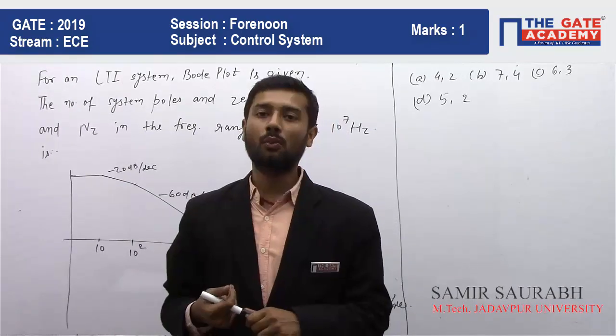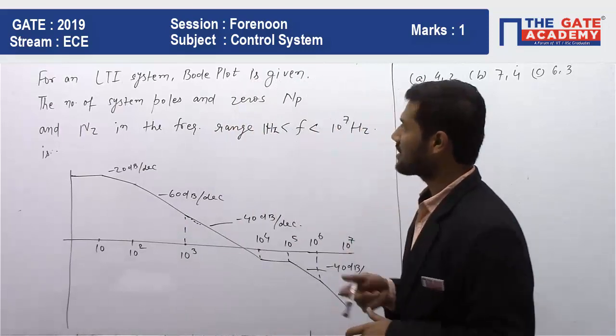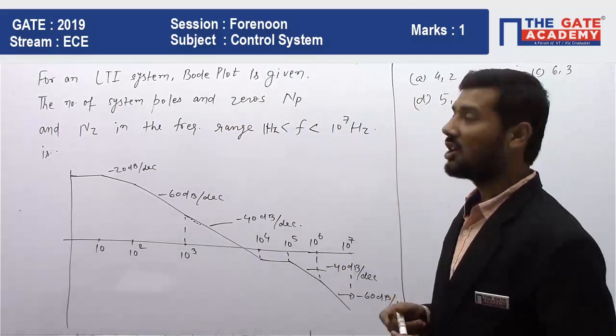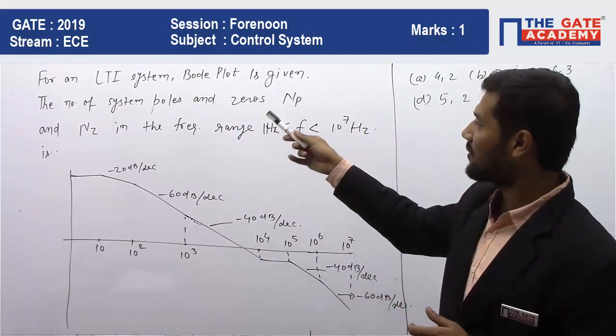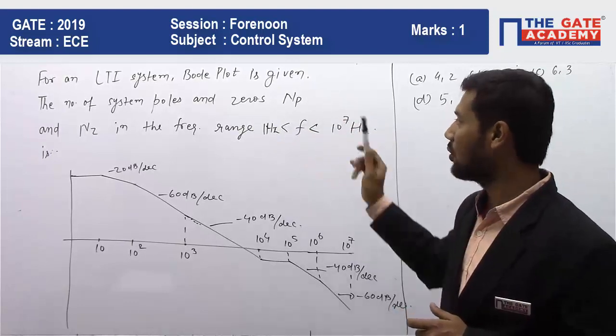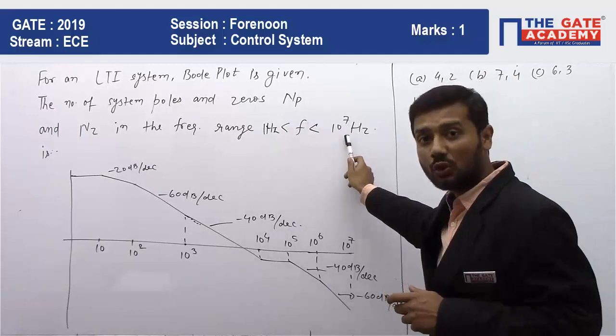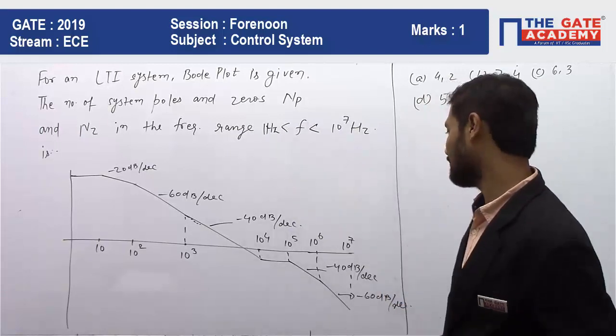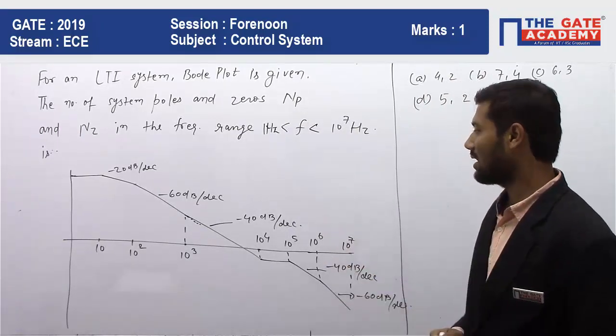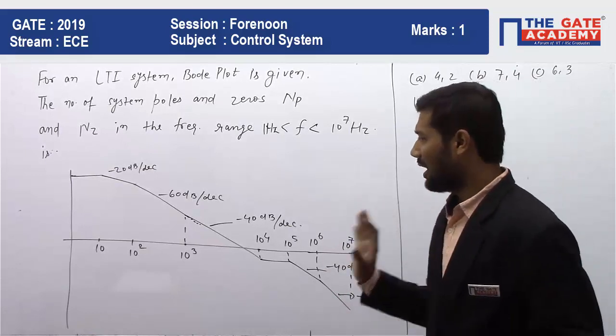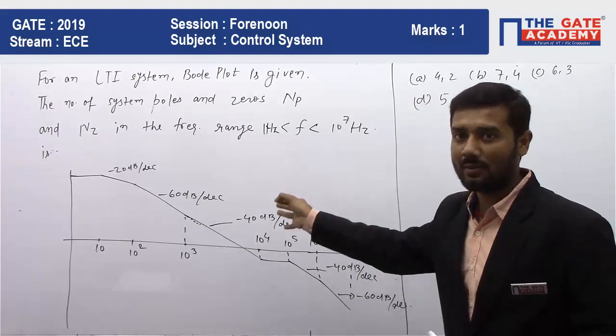In this video we will be solving a question from control systems, and this question belongs to Bode plot. The question is: for an LTI system, a Bode plot is given. The number of system poles NP and zeros NZ in the frequency range 1 Hz to 10 to the power 7 Hz is? So it is already given. Now we'll have to see the number of poles and number of zeros.